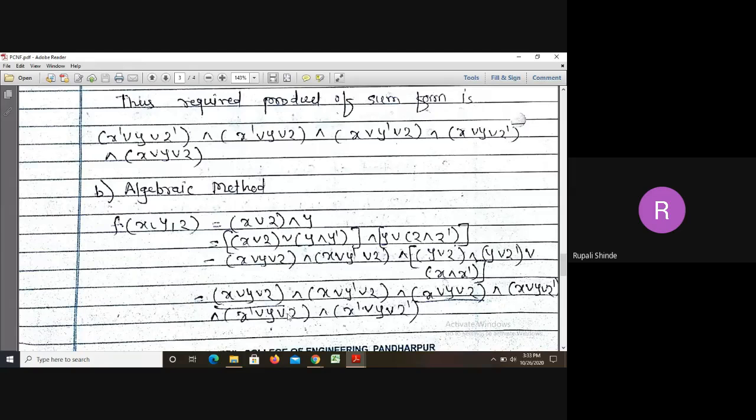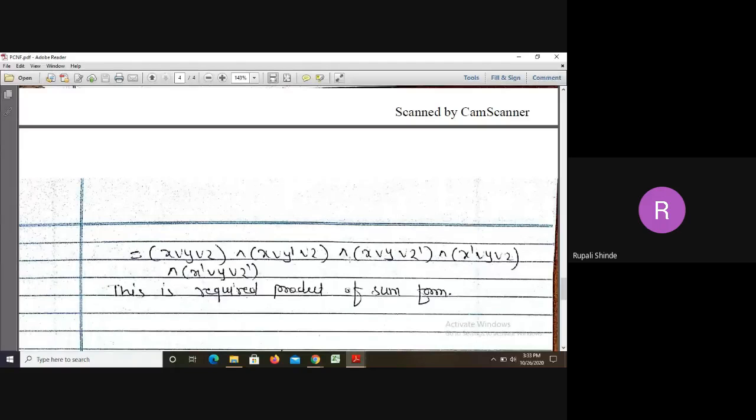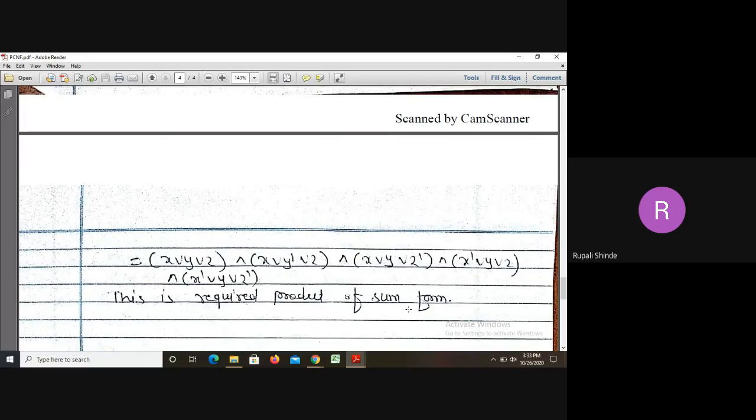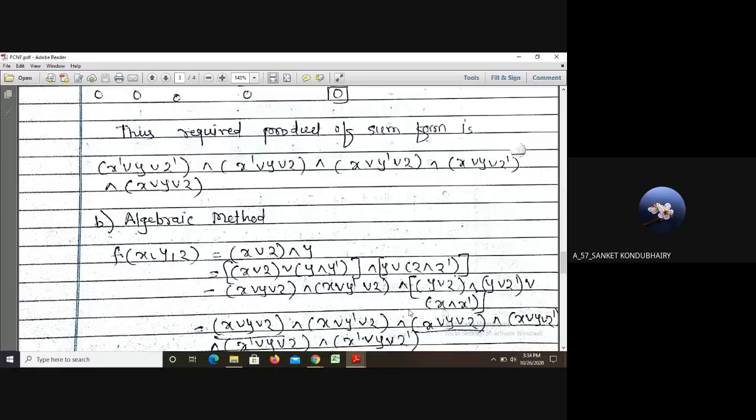Now this is our answer. Check whether there is any repeated term. Here X or Y or Z is repeated, so we are going to consider it once. Your final answer will contain five terms, and that is written here. So this is the required product of sum for the given expression. Have you understood this example? Yes, ma'am.